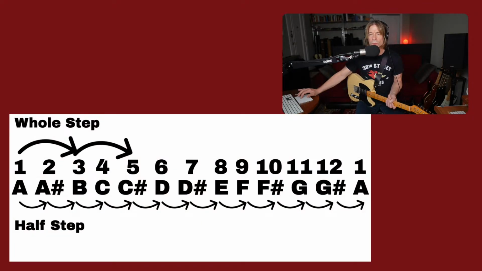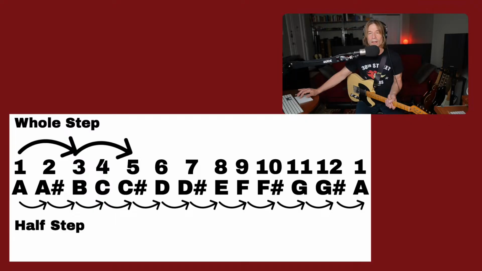Let's see. Why is it weird? So let's start from the B. We know we're going to a D. We have a C as the first half step, C sharp is the second half step, D. So it's a minor dyad, or minor third right there, because it's only three half steps to the D.